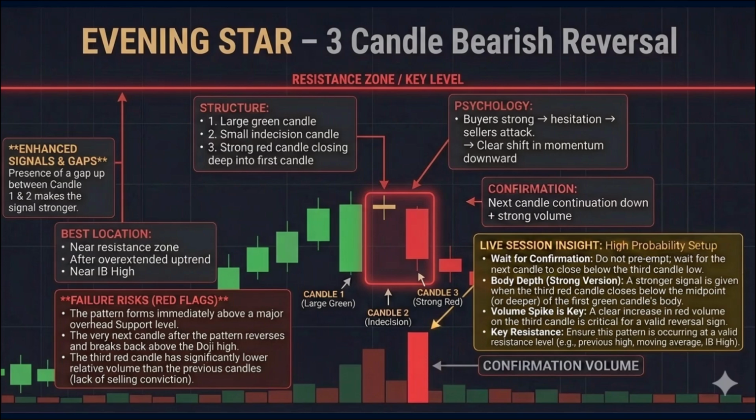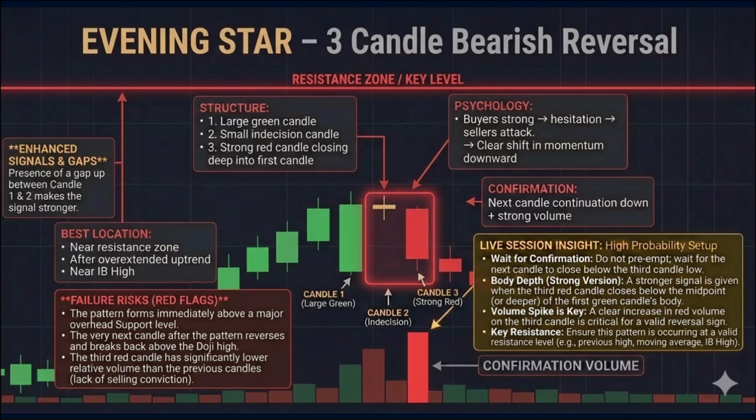So what is the high probability setup? The signal is significantly stronger if the third red candle closes below the midpoint of the first green candle's body. A valid reversal should show a clear increase in selling volume on the third candle, indicating high conviction from the bears. The pattern carries most weight when it occurs after an overextended rally or near a major resistance zone. You should also avoid the trap which happens during a sideways market, and always wait for confirmation and see the volume.